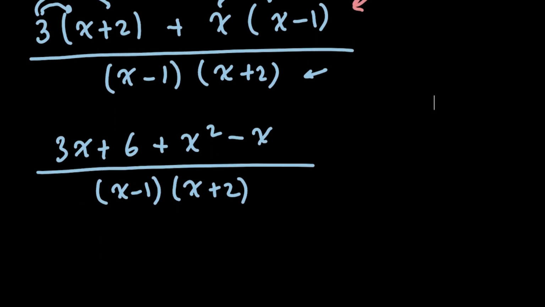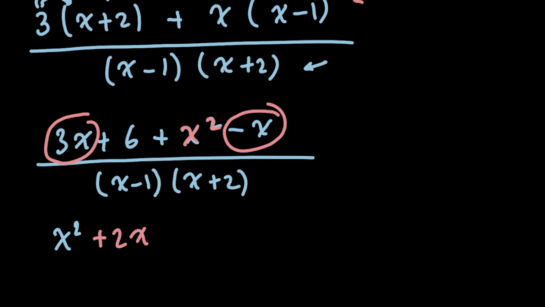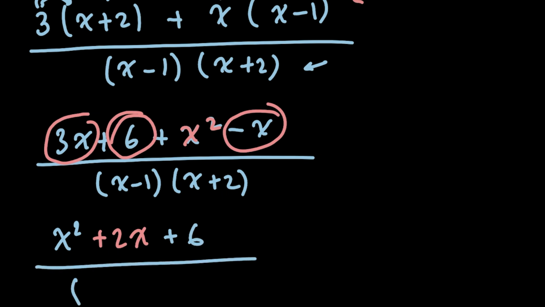As you can notice, here we have x to the power 2. There is no other x to the power 2, so we'll just write it as it is. Here we have 3x. Here we have minus x. So we'll have plus 2x. And here we have plus 6. And we'll just write the denominator as it is, x minus 1 multiplied by x plus 2. And this is the final solution.